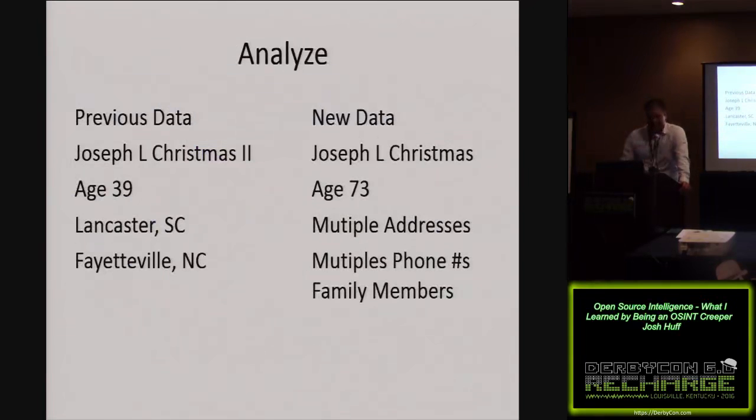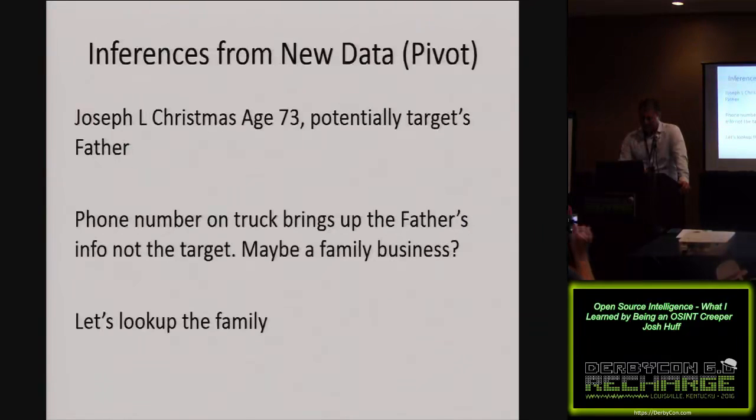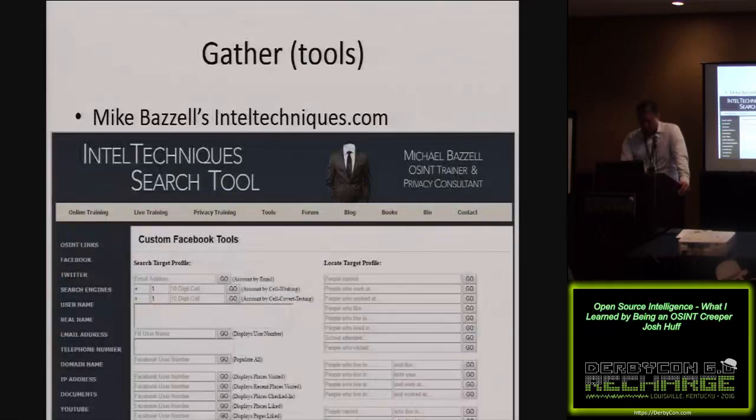So we look at that stuff side by side, the previous information and the new information, and try to come up with some inferences from that. Joseph L. Christmas, age 73, is potentially the target's father. The phone number on the truck brings up the father's info and not the target, so maybe we're looking at a family business. So let's look at the family a little bit. There I go back to my tools. Mike Bazzell's IntelTechniques. He's got excellent social media search tools online. His Facebook search sets are very useful.